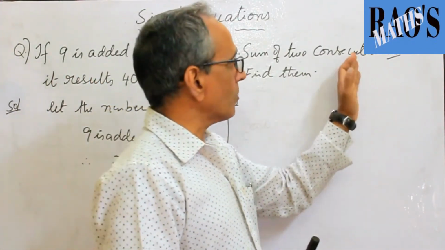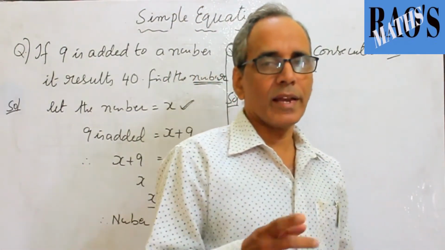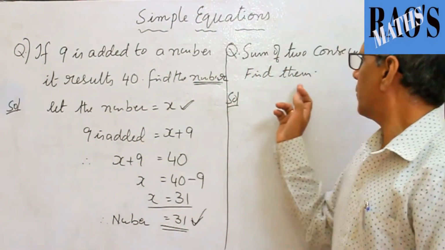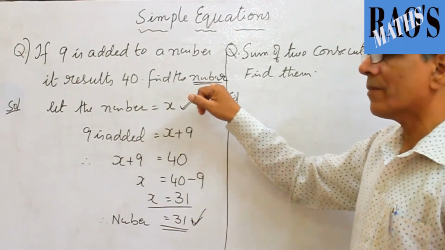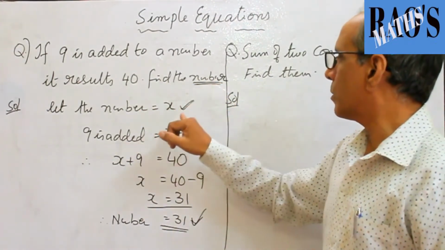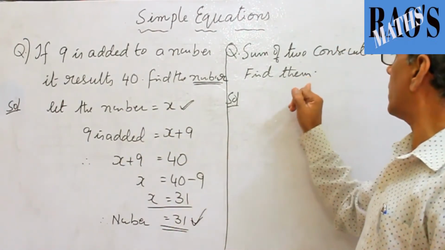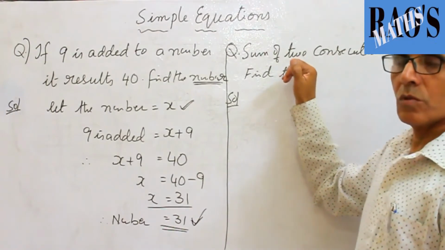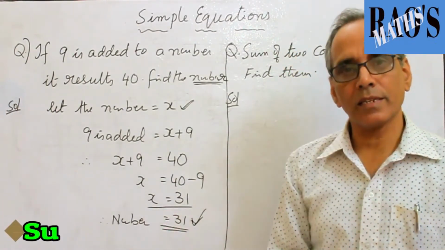Now come to the point. There are consecutive numbers 7, 8, 9. Find them. In the previous question, you have to find only one number. So we declared the unknown number as x. But here, find them. That means how many are there? 2. 2 consecutive numbers. Which number to be defined as x?